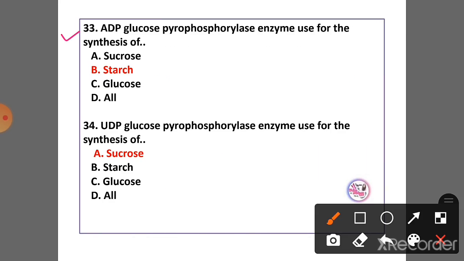Question 33. ADP glucose pyrophosphorylase enzyme is used for the synthesis of option B, starch. Question 34. UDP glucose pyrophosphorylase enzyme is used for the synthesis of option A, sucrose.